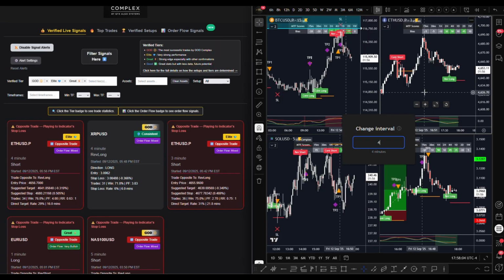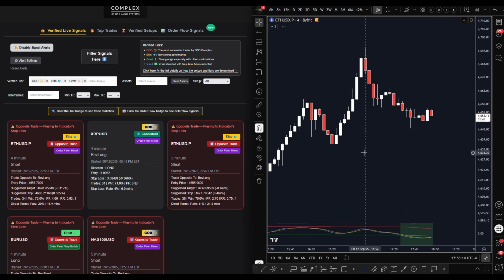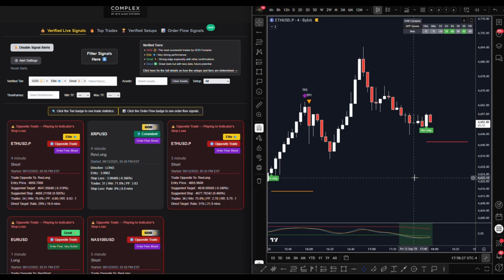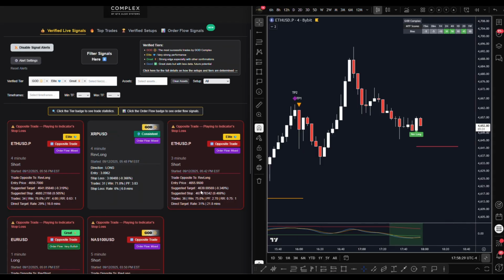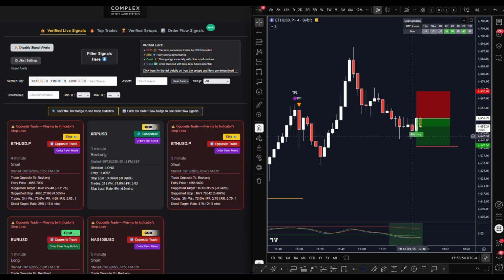So we go to Ethereum 4-minute. This is a trade that's opposite to a Rev long, which you can see there's a reversal here. This is volatility-based SMI. I make sure to have it on all my charts. You can get it separately if you like it or not. So if we were to take this trade, I would not take this trade because it's a short without bearish order flow. As an opposite trade, we're playing against the indicator.